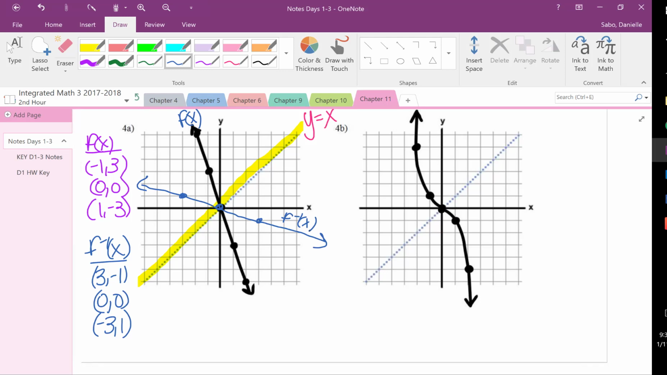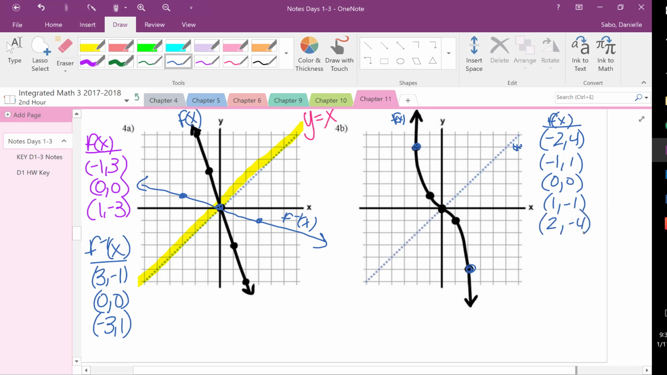Okay, let's do this next one. We're going to do a few points here. There's a lot going on. Here's my original one. Let's start doing some points. What's this first one here? Negative 2, 4. What else we got? Negative 1, 1. All right. Then we got 0, 0. Then we got what? 1, negative 1. Beautiful. And the last one? 2, negative 4. Good. I want you to take a second. I want you to write out all the inverse points now.